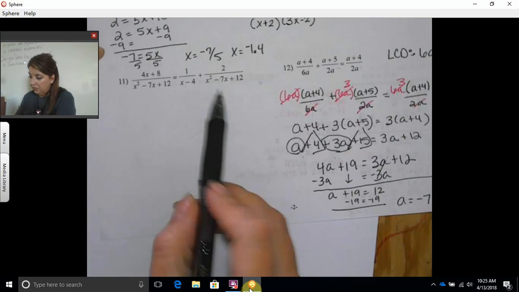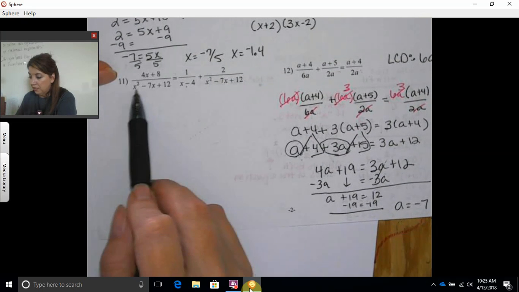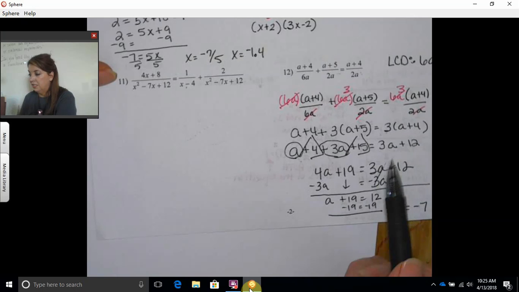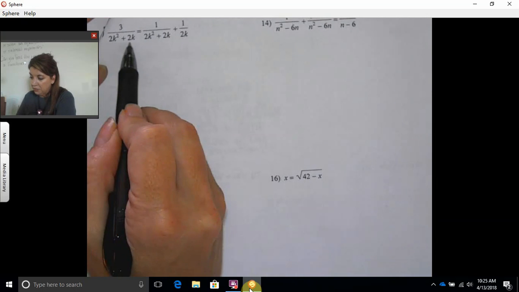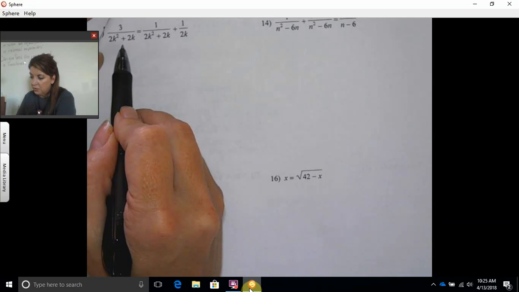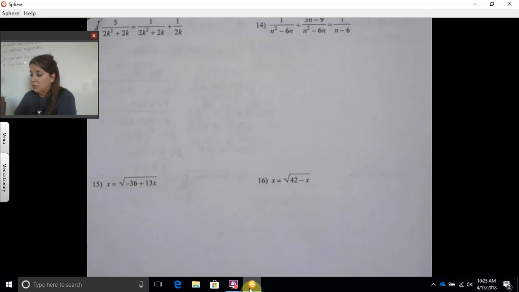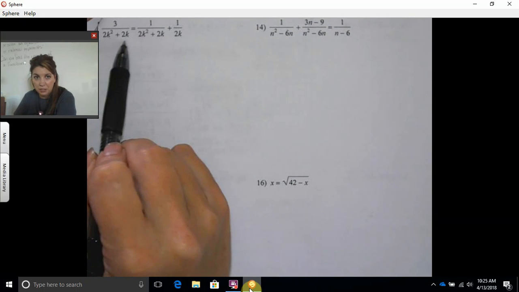On 11, can I factor x minus 4? No. But this quadratic, I can probably factor that. So I need to before I determine the LCD. On the back side, can I factor 2k squared plus 2k? Yeah. What's the LCD? 2k. I didn't mean what's the LCD. I meant what's the greatest common factor? 2k. So factor it out, see what's left.